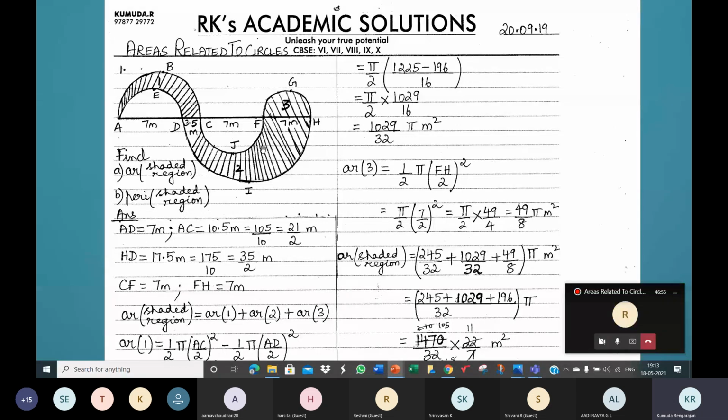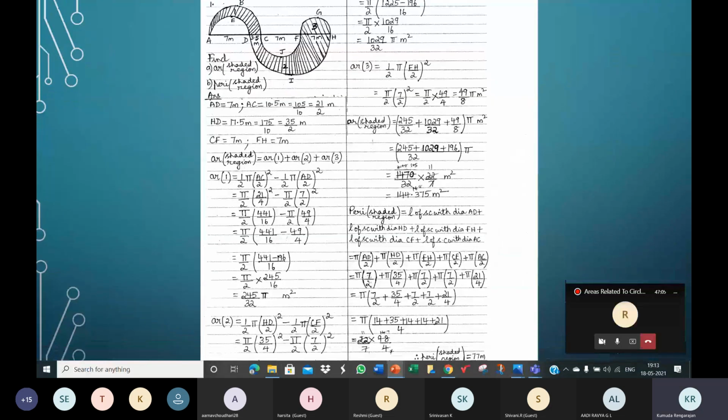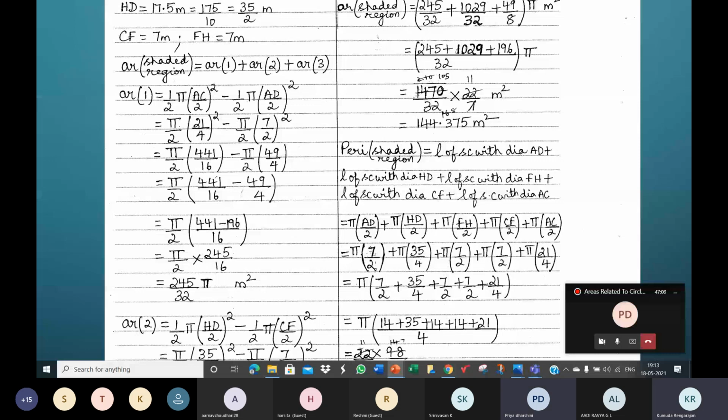Perimeter of a circle is 2 pi r. Semicircle, pi r. Ma'am, 5 into pi r by 2, ma'am. See here? Yeah, so that's what I've written here. Perimeter of the shaded region is what we just discussed. Length of the semicircle with diameter AD.